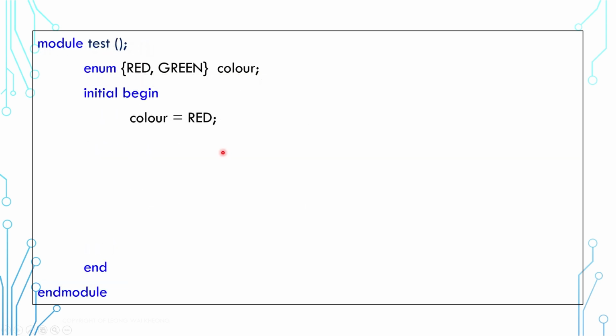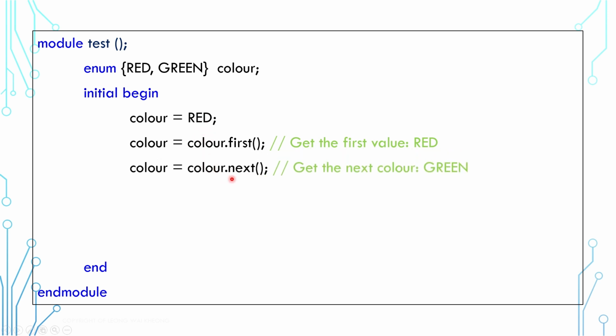Enum variable has some built-in functions. You can access the functions by using dot operator. For example, there is a function called first, which gives you the first value. In this case, it is red. This is the same as setting color to red directly. There is also a next function. Color is now red, so the next value would be green. If you call it again, color by now is green, there is no next value, it will loop back to its first one, which is red.